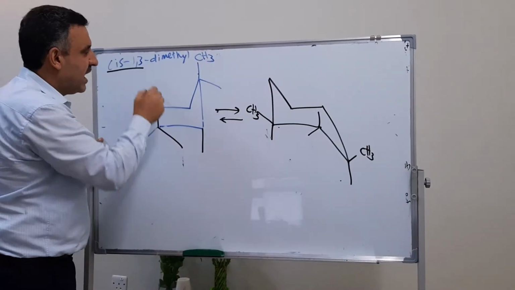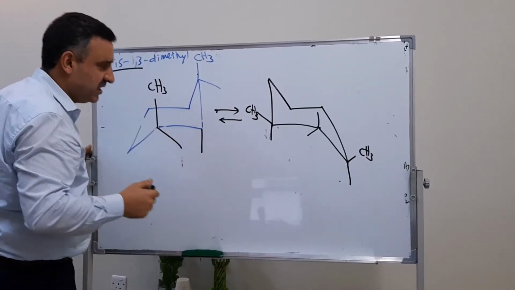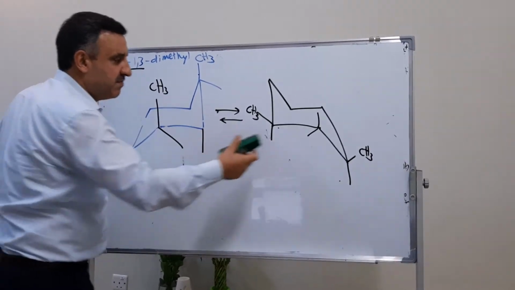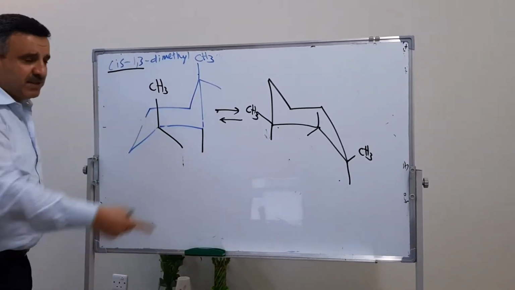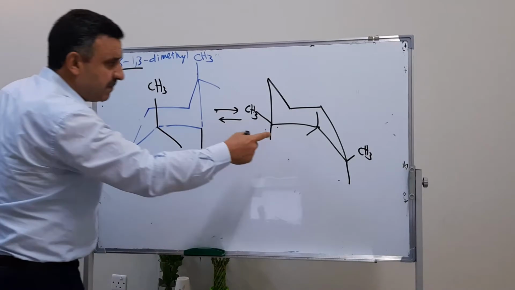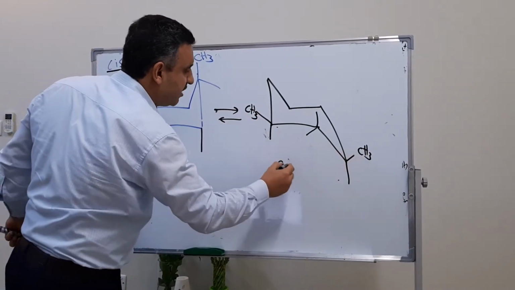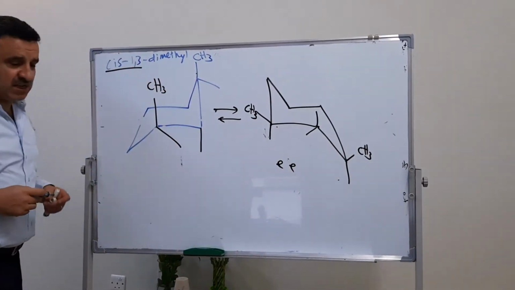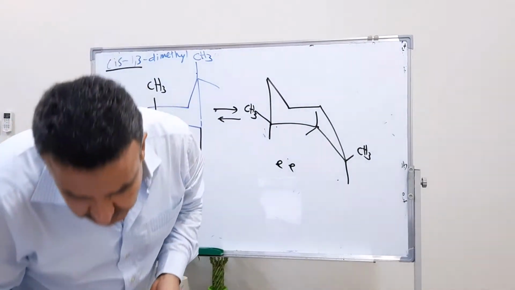So this is up. Again, this is up. So these are diaxial. And therefore, when the ring flipping happens, the second one is correct. When the ring flipping happens, then two methyls will be equatorial. The question is, determine... what was the question?